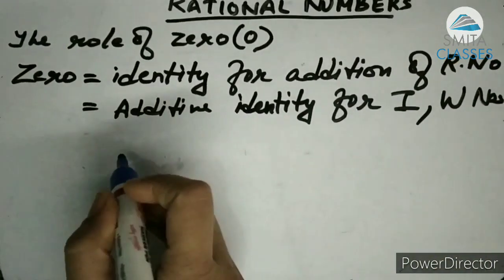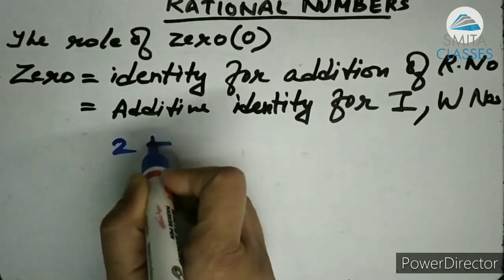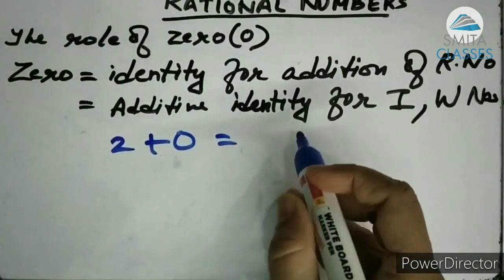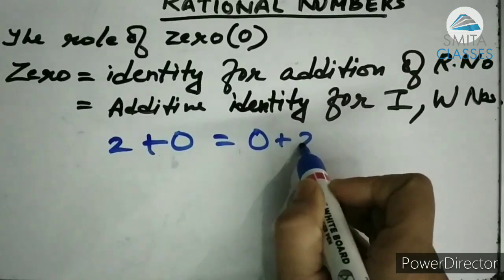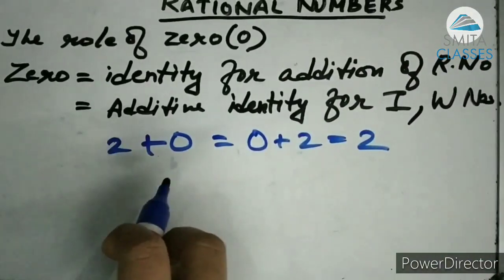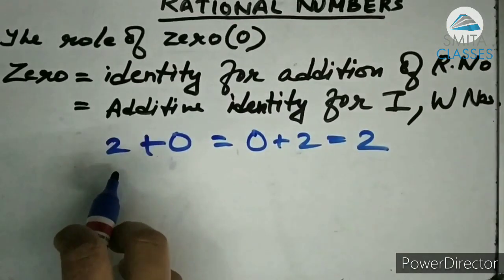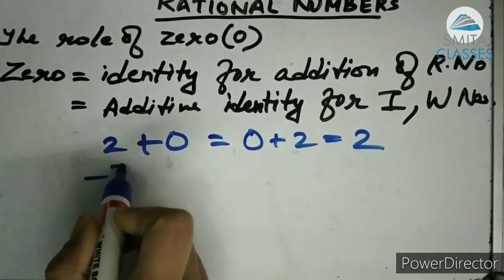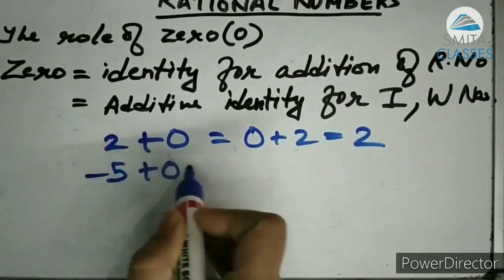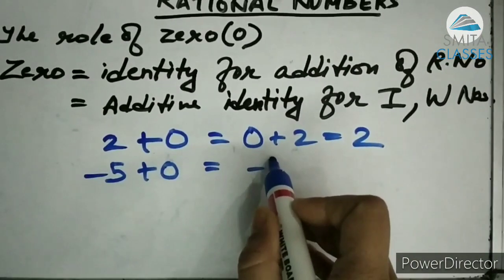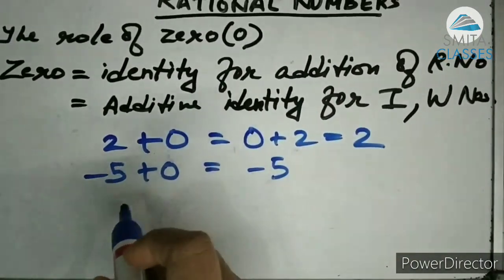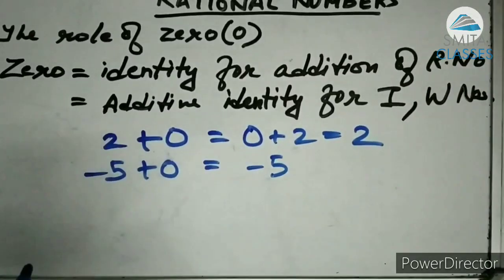For example, if I take a whole number 2 and add 0 to it, we can write it as 0 plus 2 also, and that is equal to 2. So here 0 is the additive identity for whole number 2. Suppose I take an integer minus 5 and add 0 to it, then again I get minus 5. So 0 is the additive identity for integers also.